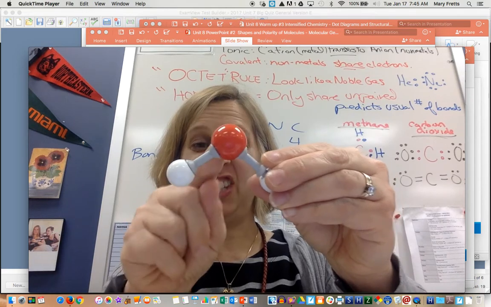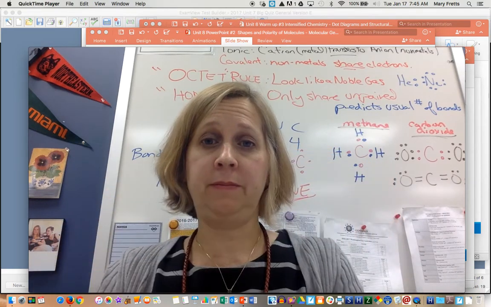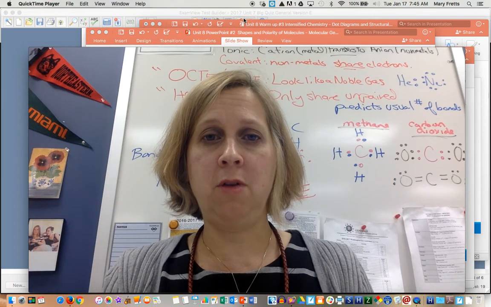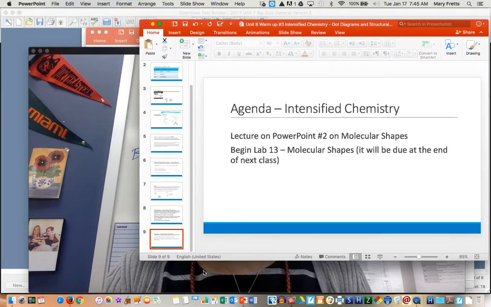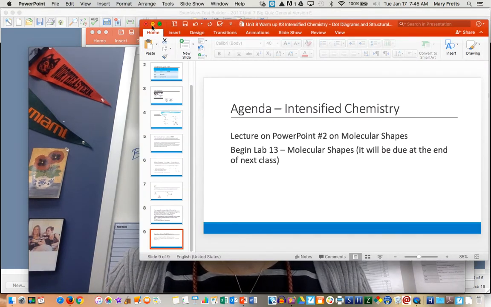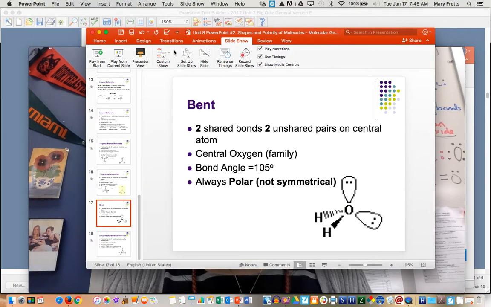Central oxygen, always bent. All right, we're almost done. Got just one more shape to go. This down here. And we'll say play from the current slide.